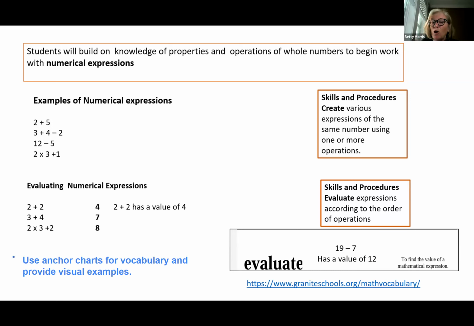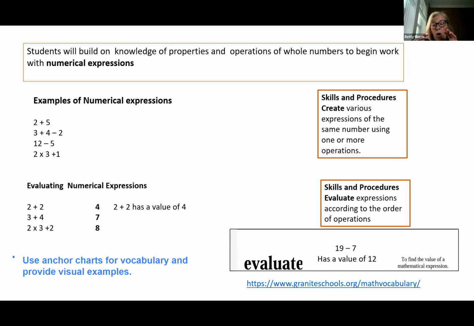So these are just some thoughts for you right now. Students are going to build on their knowledge of properties and operations of whole numbers to begin their work with numerical expressions. So here I just gave you some examples for grade 4 of what you would deal with. You've got the addition and subtraction, and then you've got the multiplication and addition. So these are some of the expressions, and I just wanted to support that by putting the skills and procedures that the students are going to use to create those various expressions.